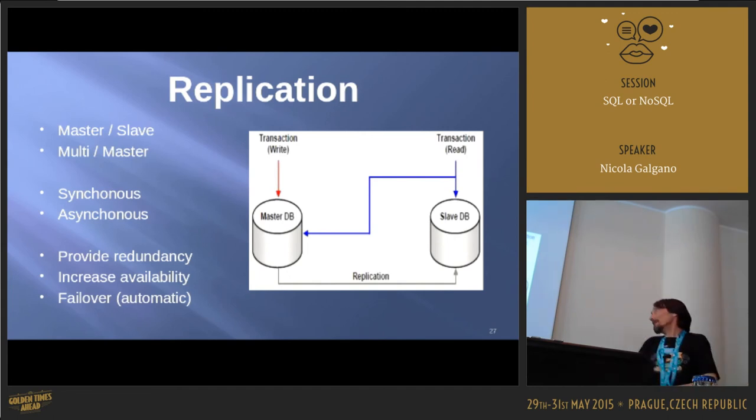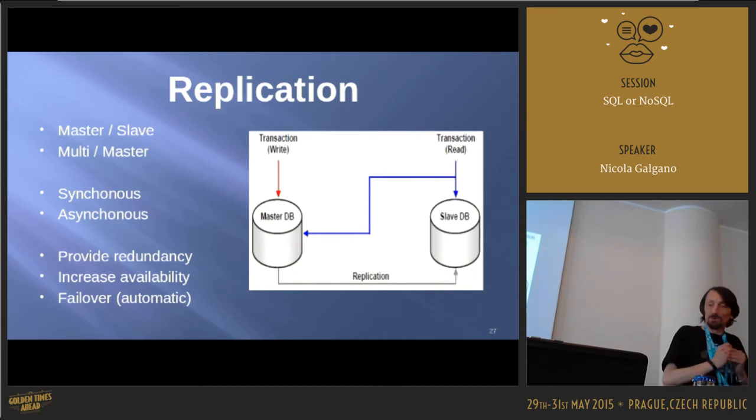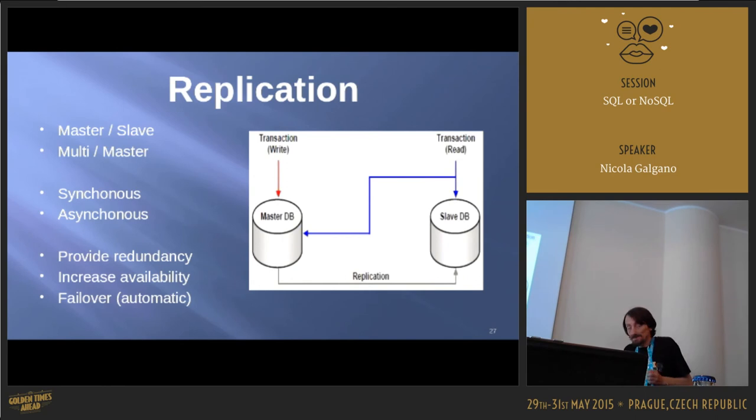Another aspect to pay attention to is the way in which the data is replicated to the nodes, whether it's done in a synchronous or an asynchronous way. We will see later what the pros and cons of these choices are.